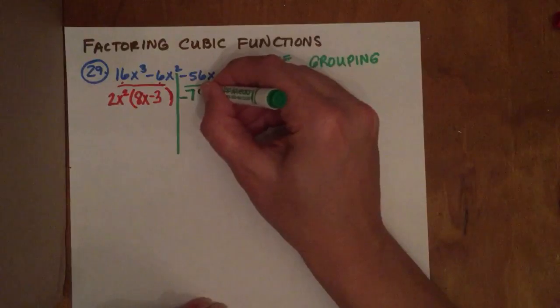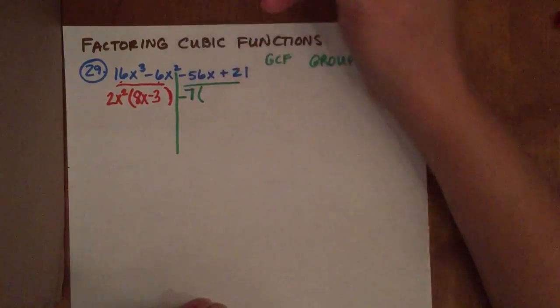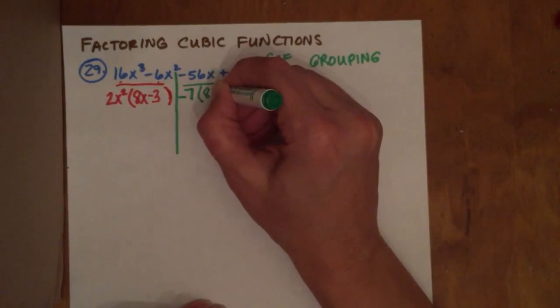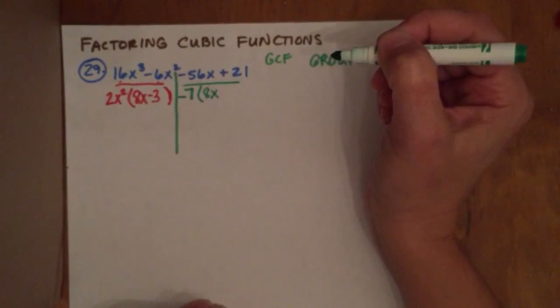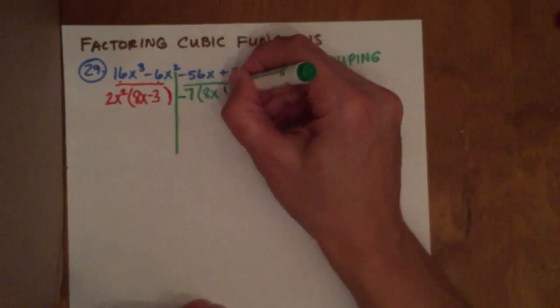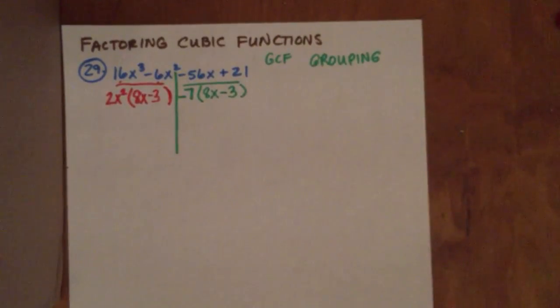And I'm going to take out a negative 7, because dividing this by negative 7, negative 56 divided by negative 7 makes this positive 8. And I'm left with 8x. Now I'm going to divide the negative 7 out of the 21. So 21 divided by negative 7 gives me negative 3, so I have 8x minus 3. So I've completed the first step of the grouping process.